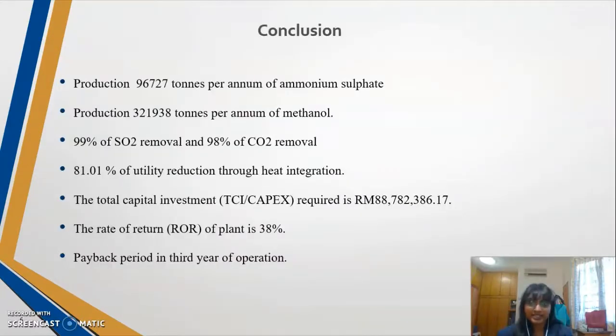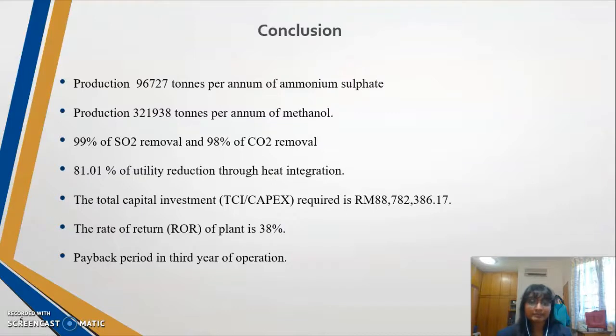In conclusion, 96,727 tons of ammonium sulfate and 321,938 tons of methanol are produced yearly. 99% of sulfur dioxide and 98% of carbon dioxide removal is achieved from our plant design. 81% of utility is reduced through heat integration.